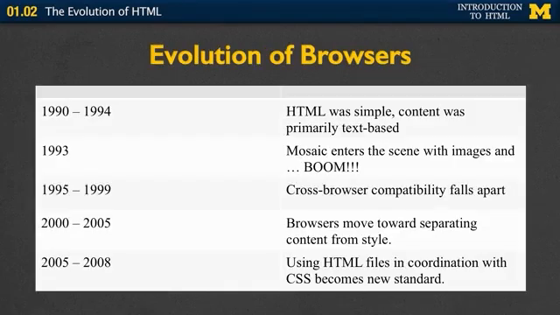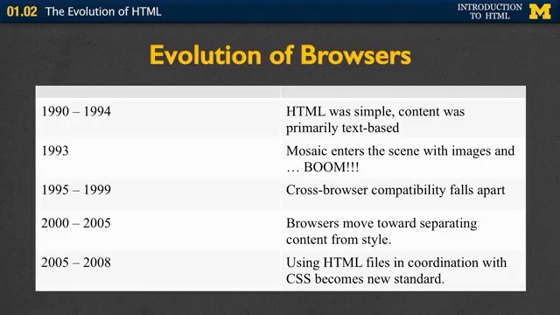We had this evolution of browsers that we've been talking about. In 1990 to 94, it was all very simple, text-based. In 93, we talked about how the images entered the scene and pretty much exploded the internet. Cross-browser compatibility made many of the web pages just fall apart and led to incredibly ugly code. In the beginning of 2000, browsers went back to this idea of separating content from style.